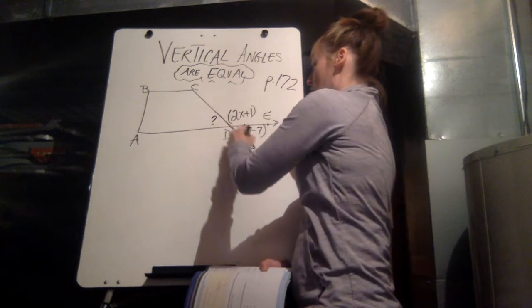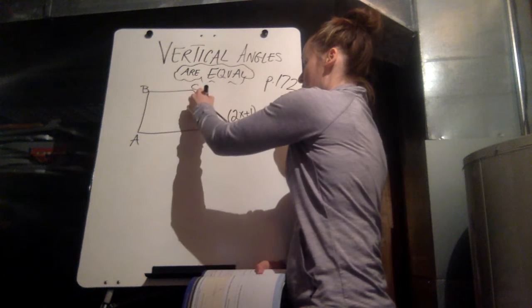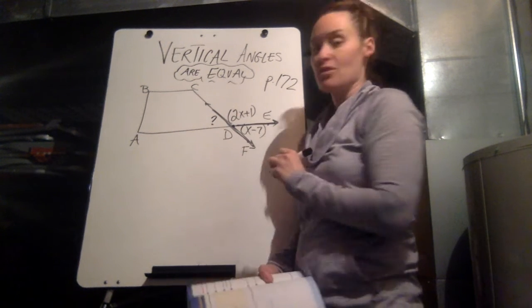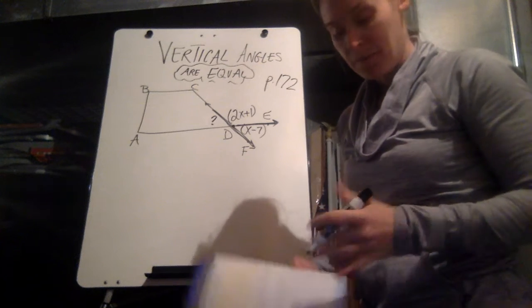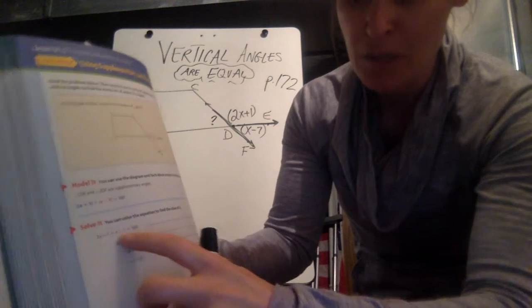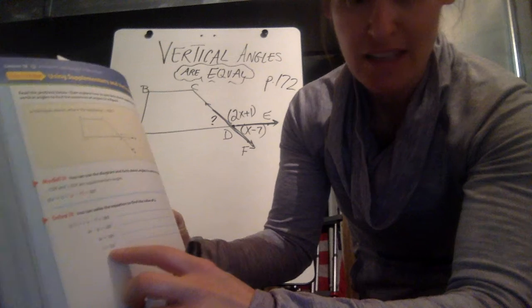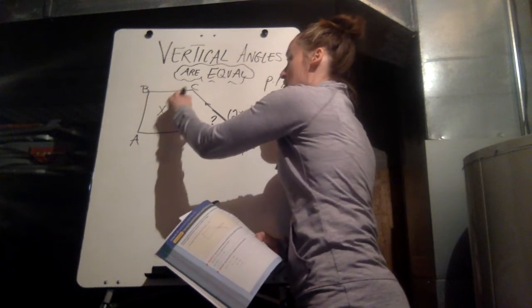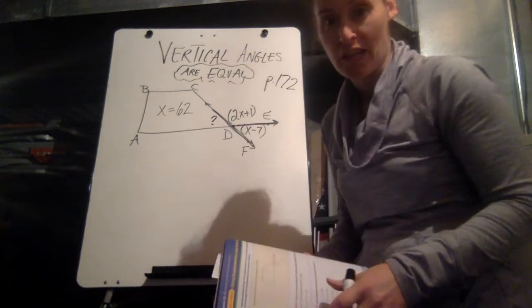This part right here is a straight line, and it's showing that it's bisected into two angles. So remember we talked about those would be supplementary. So if you look in the book, they should actually show you an expression plus an expression equals 180, and they say x equals 62. So they've already found that x equals 62, which we spent a whole bunch of days on, okay?